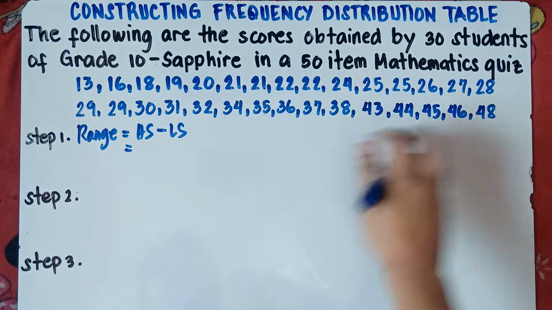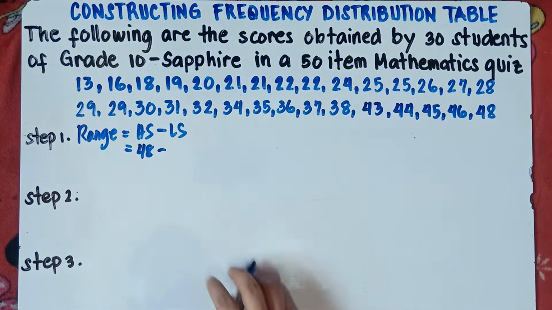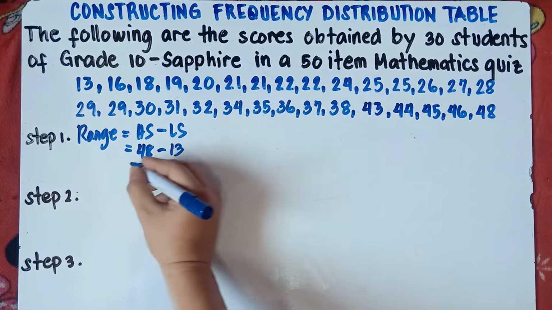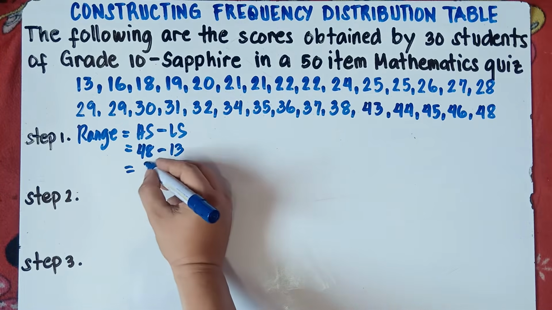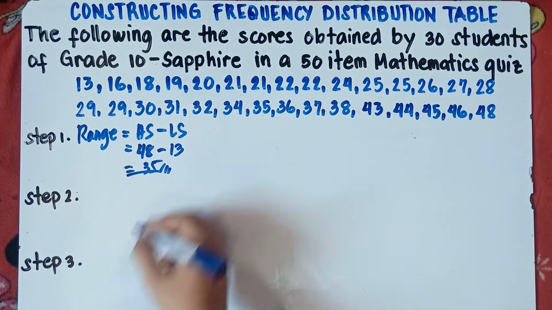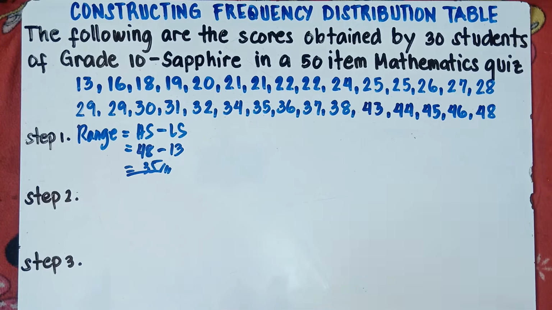The highest score is 48 minus the lowest score, which is 13. 48 minus 13 is 35. So the range is 35. This is the first step, class: you find the range. Now the next step is you need to find the number of classes.